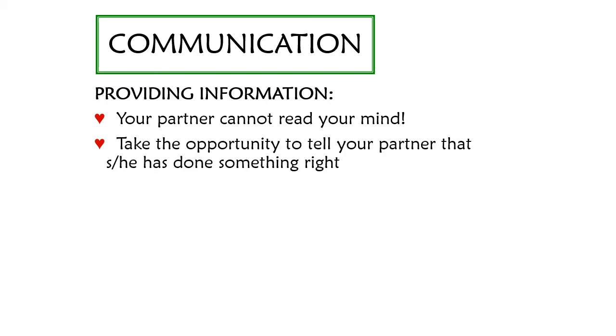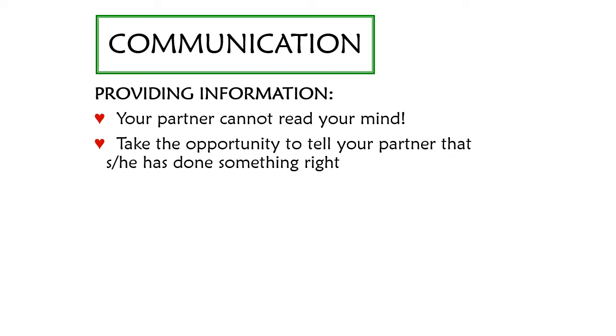How about the person talking? A big component is providing information. Know that your partner can't read your mind. You might think what you're saying is conveying what you mean, but they might not be interpreting it that way. They might be doing everything right with listening and still not picking up on what you're saying. Take an opportunity to tell your partner they've done something right rather than just telling them when they're doing things wrong. So provide information.